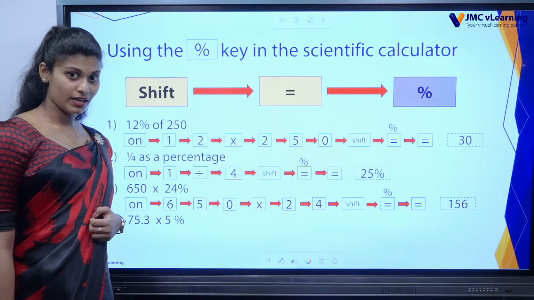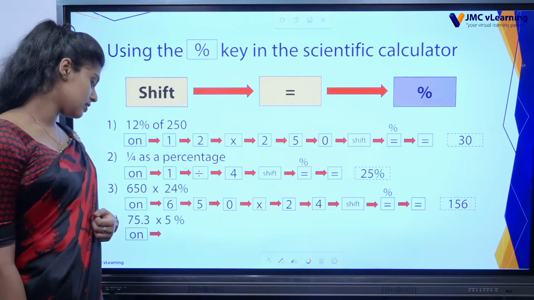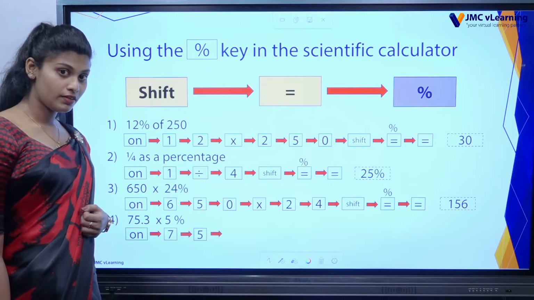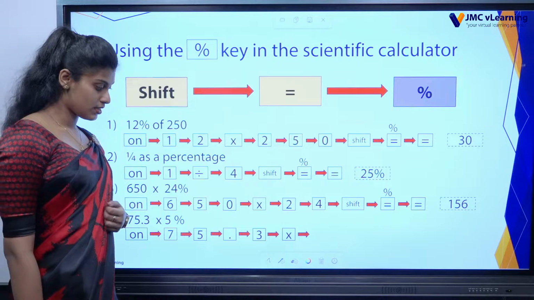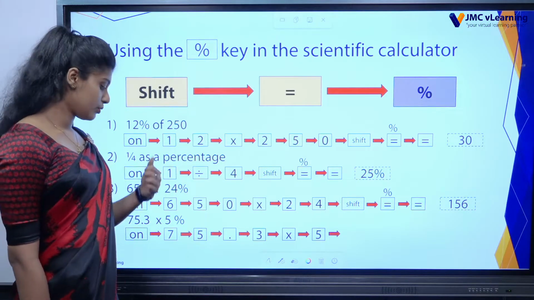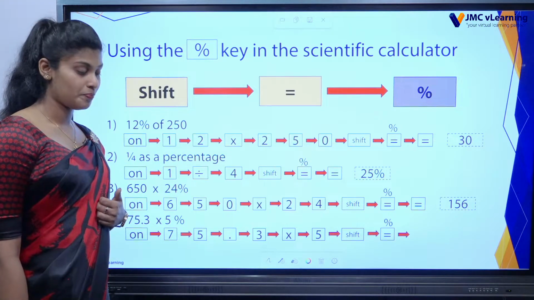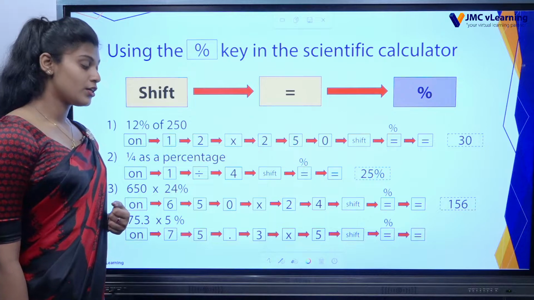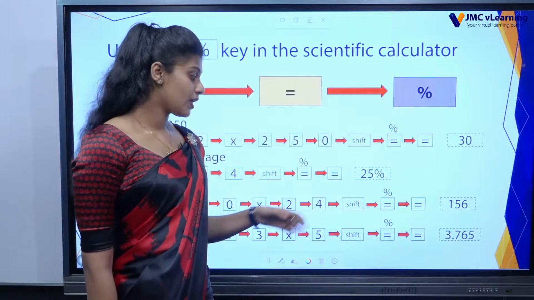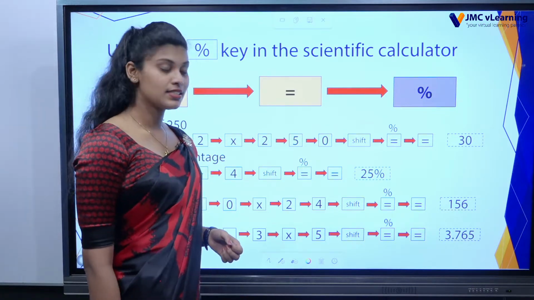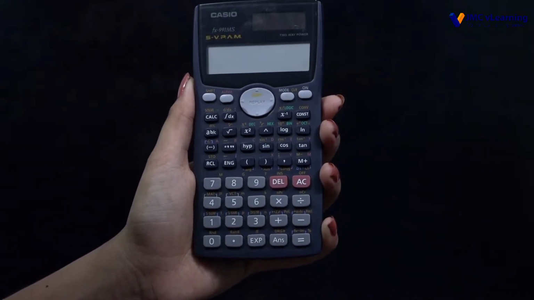The next example, 75.3 multiplied by 5%. Here the on button has to be pressed first, then 7, 5, the decimal point, then 3, the multiplication key, then 5. To take the percent mark, press shift first, then equal, then you can take the percent symbol. To take the answer, press the equal key, that means the result key. The answer is 3.765.